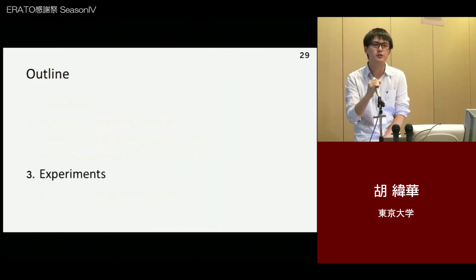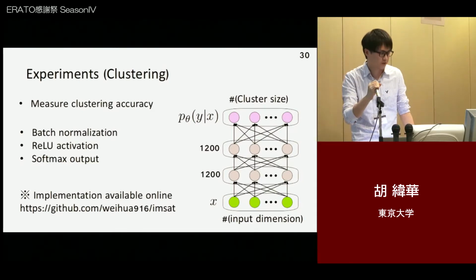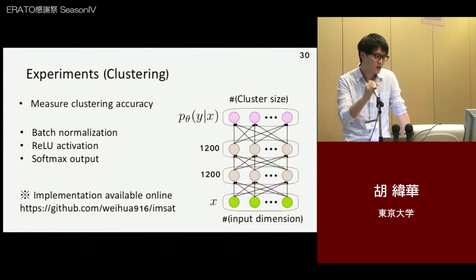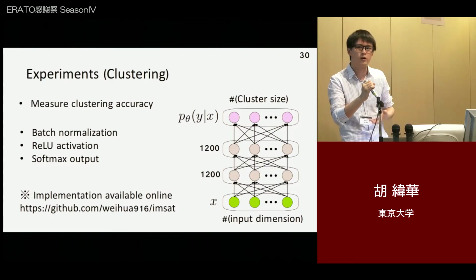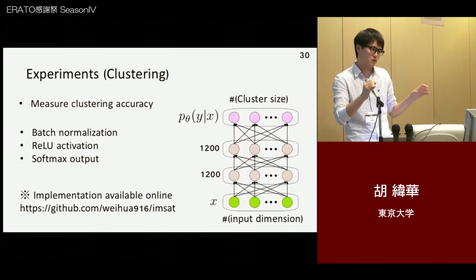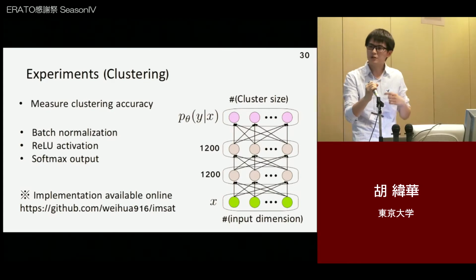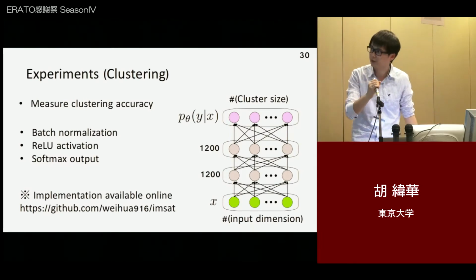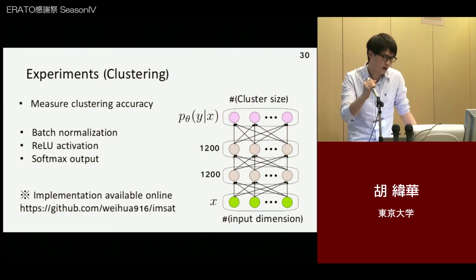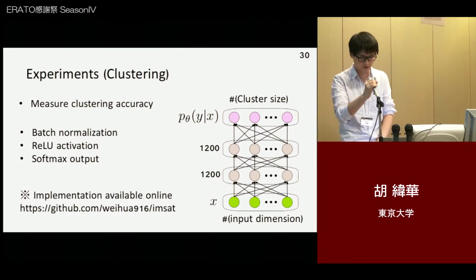Now I'm going to talk about our experiments. First, I'm going to explain our experiments on clustering. For the evaluation metric, we use the clustering accuracy, which basically measures how well the obtained clusters correspond with the ground truth labels. The higher, the better the performance is. We use a very simple network architecture for the deep neural networks, and other implementation details can be found in my GitHub repository.